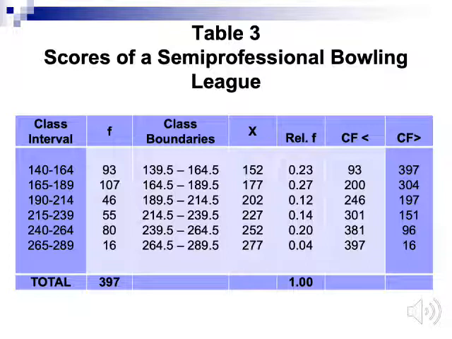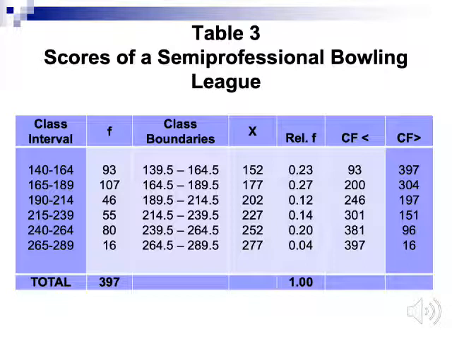So that's how we do it in the grouped frequency distribution. Now, understanding the grouped frequency distribution is a bit tricky, because you don't need to summarize them in tables like that, but you have to understand what is in there. For example, you have here 246 in the less than cumulative frequency, and it is on the interval 190 to 204. So how will you understand 246? You would say there are 246 players who scored 214 or lower in a semi-professional bowling league.